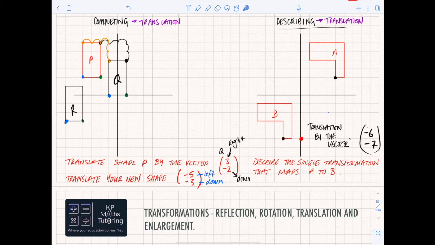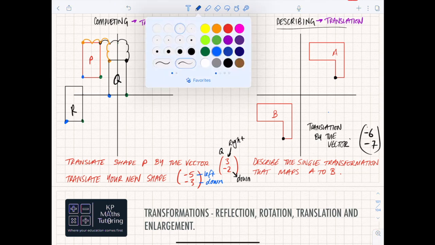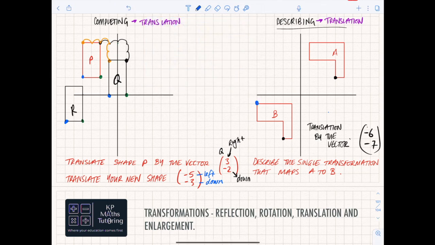If it asked you to do B to A, well, pick that point, get to that point, 1, 2, 3, 4, 5, 6. So it'd be positive 6, and then 1, 2, 3, 4, 5, 6, 7, positive 7. One thing to be aware of is just make sure you are choosing the same point to the same point, because if I choose that point there and then I try and get to that point there, that's wrong. If I'm choosing that point in the top corner of B, I've got to go to that top corner of A and vice versa. So make sure the point you choose is the corresponding point.